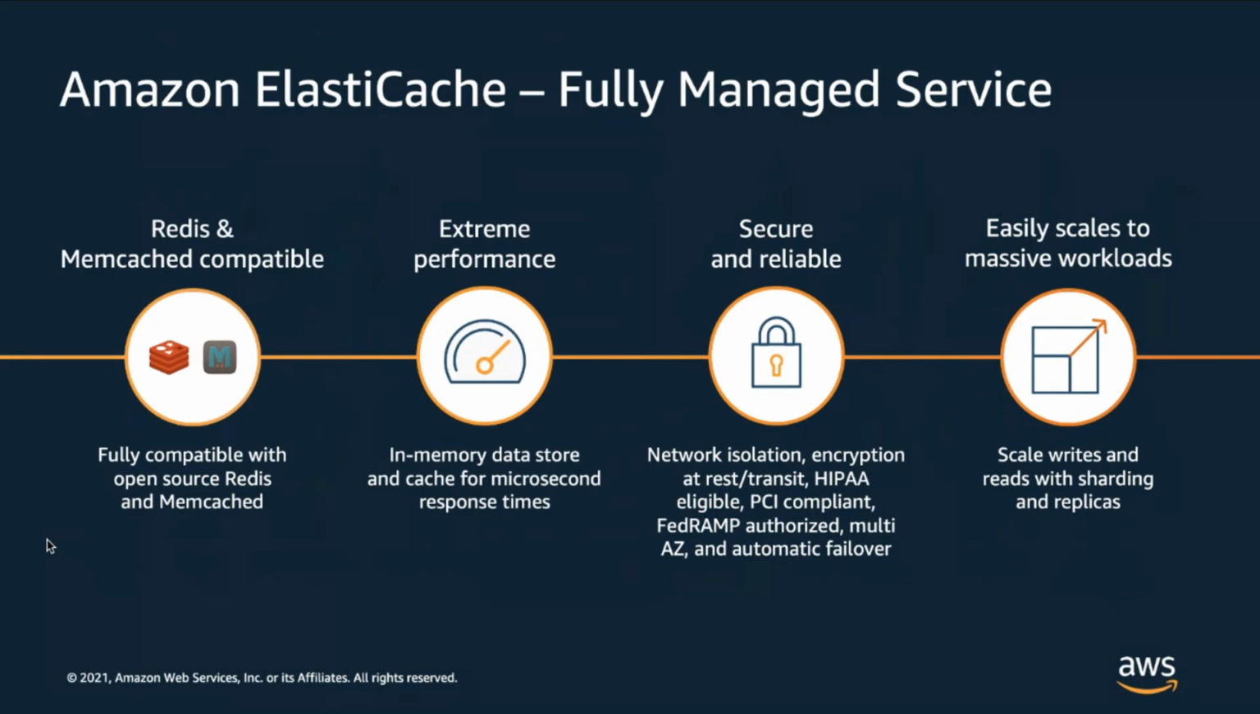Let's take a deeper look at the service. The first note is that ElastiCache supports two popular open source in-memory engines, Memcached and Redis. The primary focus of today's talk will be around Redis. This is because as an open source technology, it has greater capabilities for migrating data.